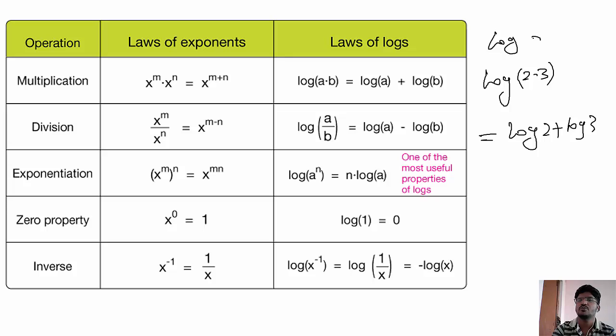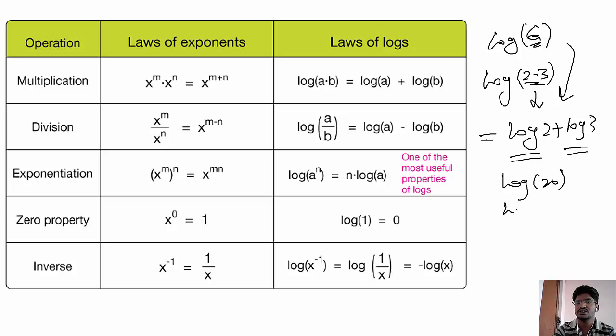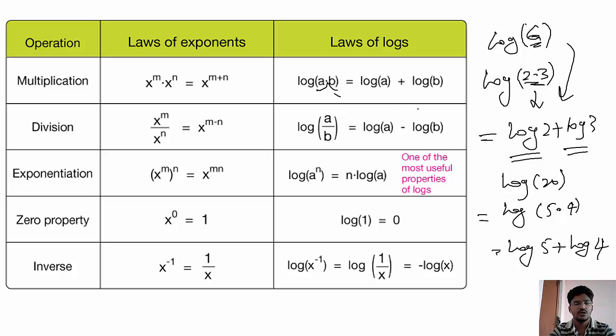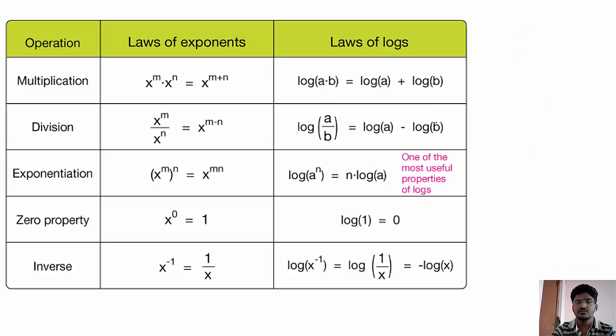You can also solve log of 6, no problem. Clear? Log of 6 will be equal to log of 2 plus log of 3 only. Are you getting my point? Because 6 can be written as 2 into 3. So now by using the log properties, you can write it as log of 2 plus log of 3. In the same way, log of 20 can be written as log of 5 into 4, that is nothing but log of 5 plus log of 4. Clear? So this is called the multiplication law.